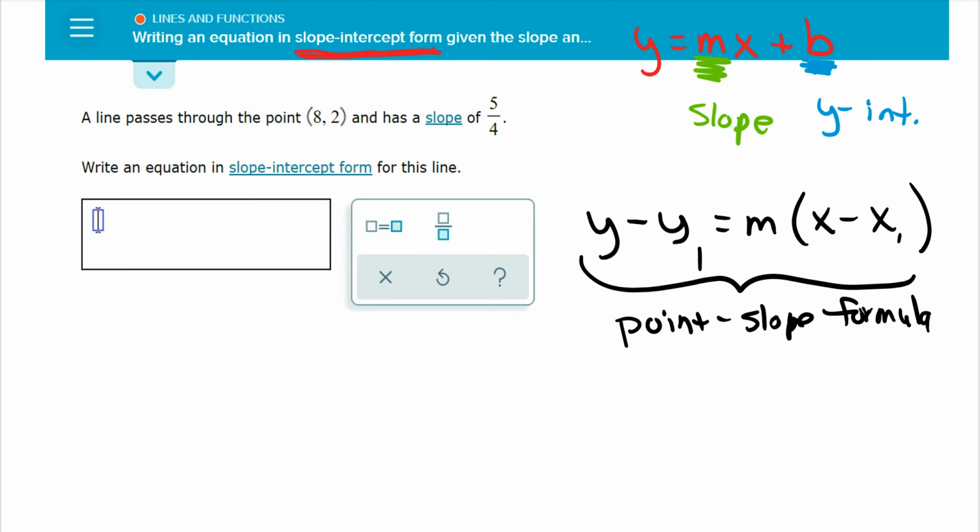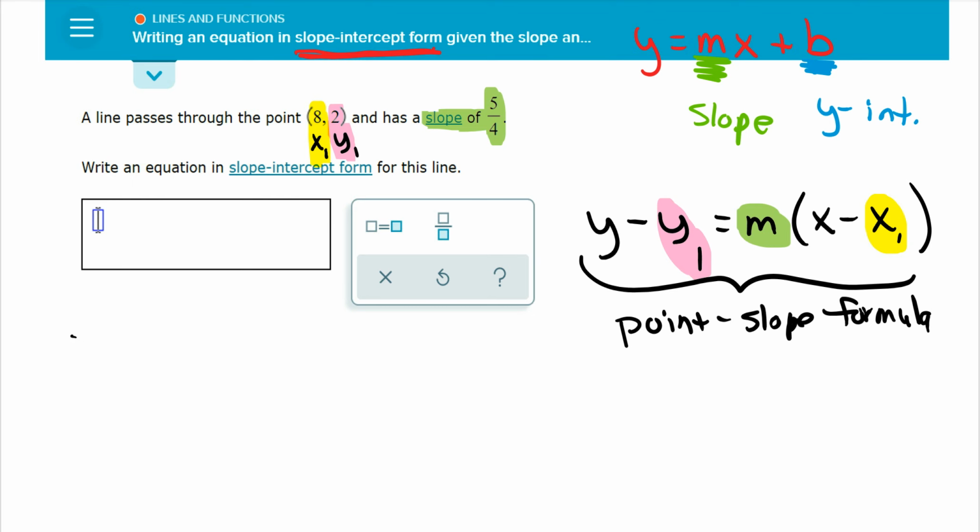Anyway, in this problem, they give you a point. They say the line passes through the point 8, 2, and has a slope of 5/4. Well, this is the x coordinate and the y coordinate. In this formula, they are x sub 1 and y sub 1. So the 8 is your x sub 1, which is going to go right here. The 2 is the y sub 1, which is going to go right here. And then, of course, the slope is 5/4, and the letter m is your slope.